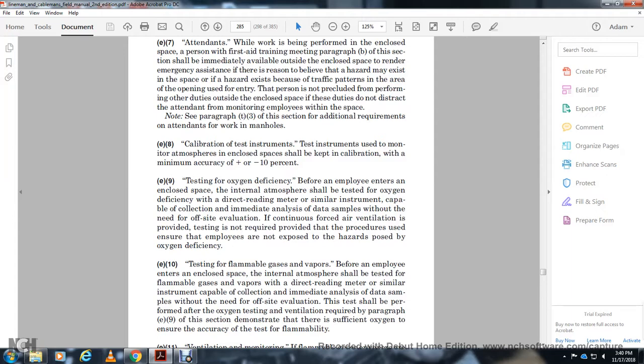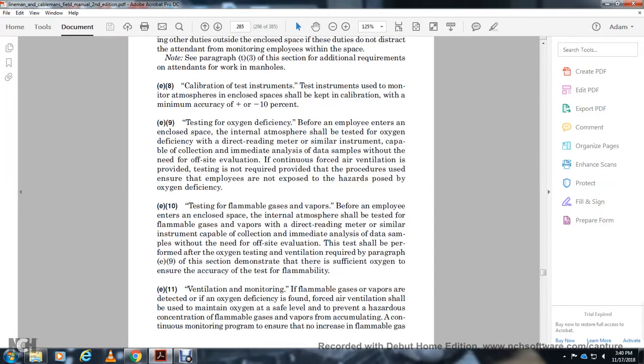If continuous forced air ventilation is provided, but testing is not required by the procedure, you can ensure employees are not exposed to the hazards posed by oxygen deficiency. Test for flammable gas and vapor before the employee enters the enclosed space. The internal atmosphere should be tested for flammable gas and vapor with a direct reading instrument capable of collection and immediate analysis of the data sample without the need for offsite evaluation.